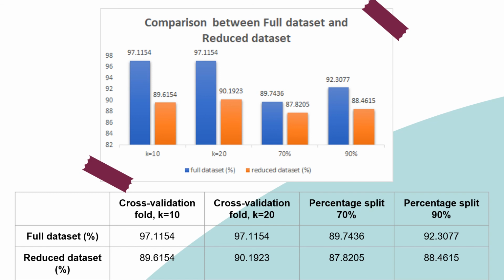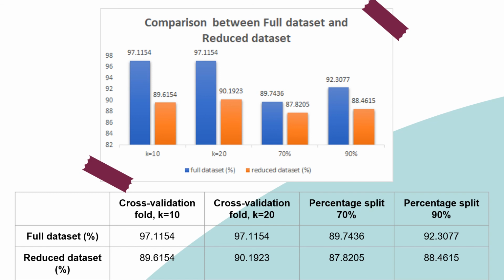From the graph, it shows that there is a difference between the accuracy percentage of full dataset and reduced dataset. For cross-validation with 10 folds, the accuracy is 97.1154%, but it is reduced to 89.6154% for reduced dataset. Next, for cross-validation with 20 folds, the accuracy for full dataset is the same as with 10 folds, which is 97.1154%, but it decreased to 90.1923% after the dataset is reduced.